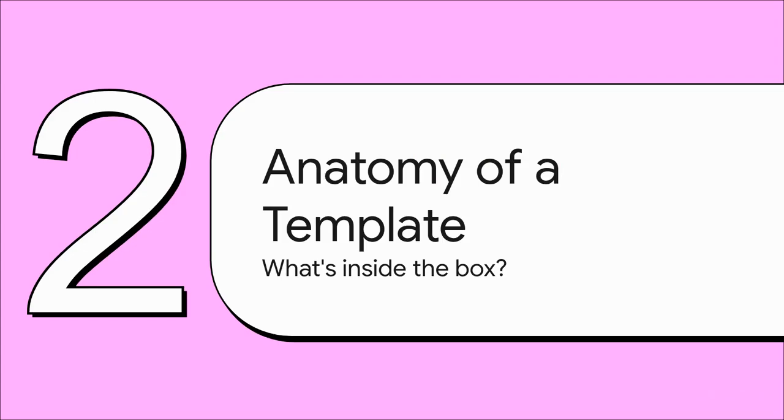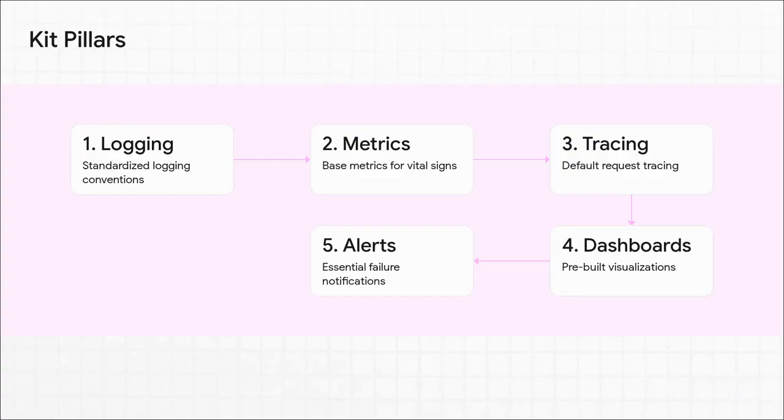Okay, so we've got the why down, we get it. But what's actually in one of these templates? What are the key ingredients that make it work? Let's pop the hood and take a look. A really solid starter kit is built on these 5 pillars. You've got standardized logging, so all your logs look the same and are actually useful. You need base metrics to track the vital signs of your service. Then you have default tracing to see how requests flow through your system. And of course, pre-built dashboards to visualize everything and essential alerts to tell you when things are on fire.